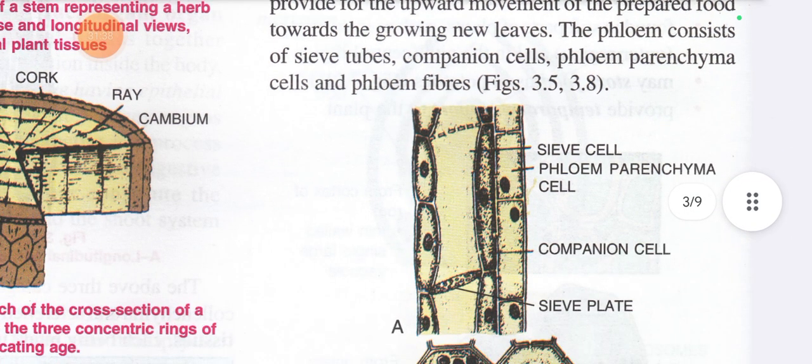And as we know, we classified xylem into 4 different types. Same here with phloem. It can also be classified into 4 types: companion cells, sieve tubes, phloem fiber, and parenchyma.